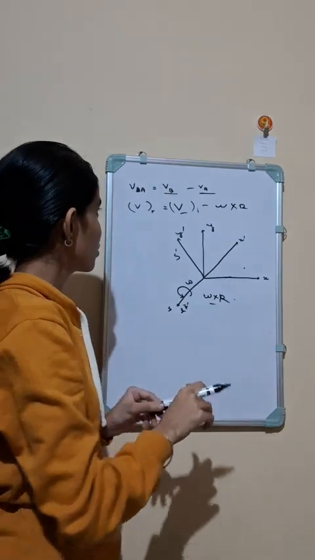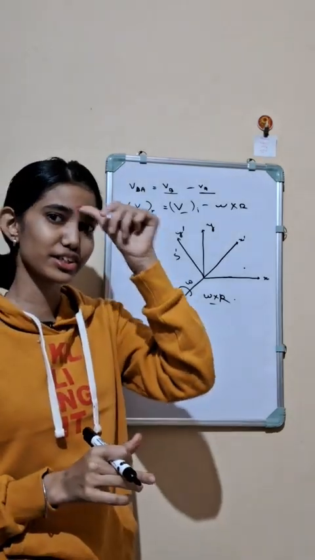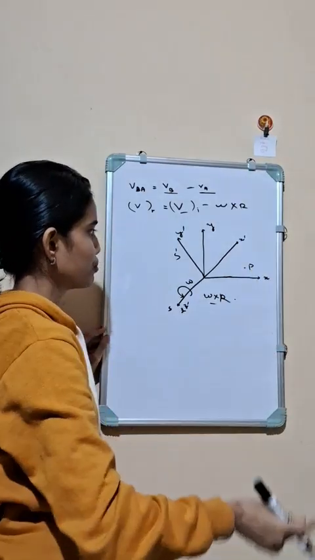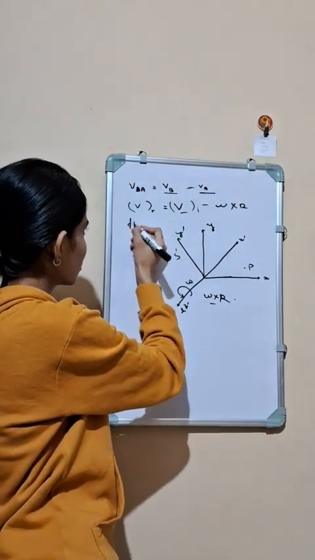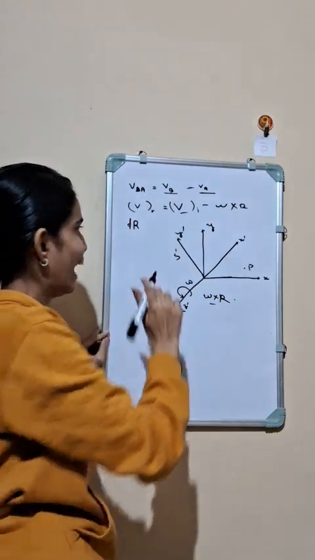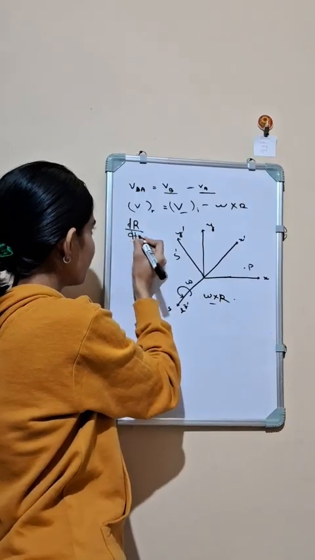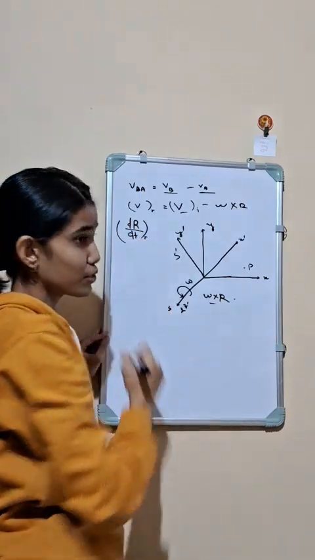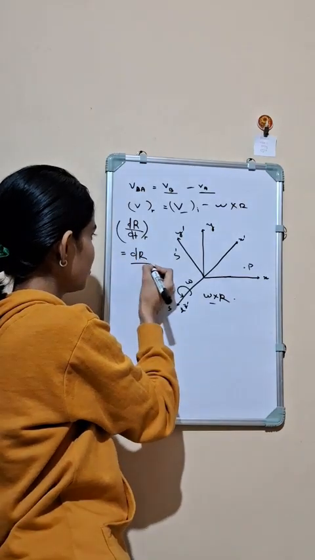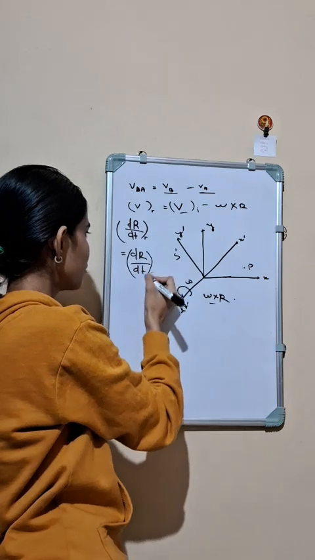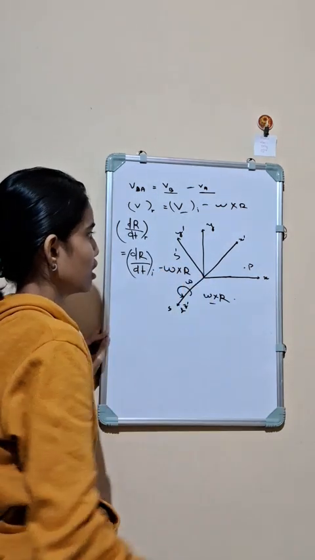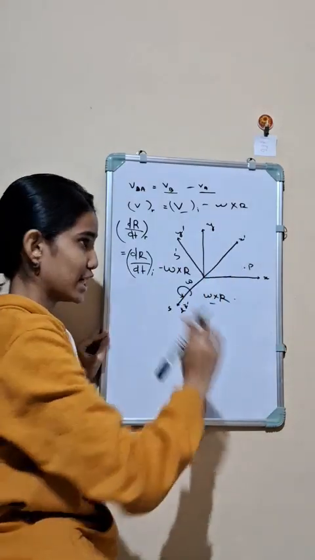So we know velocity is a derivative of position, right? So let us say that this is position P. I am representing the position vector with R. dr by dt from the rotational reference frame equals dr by dt from the inertial reference frame minus omega cross R, which is the linear velocity of this S dash frame.